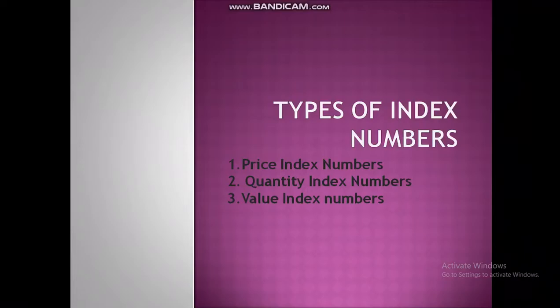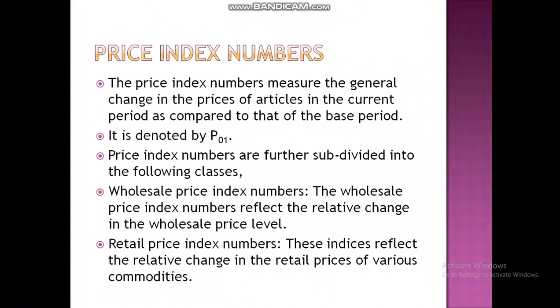The first one is price index numbers. The second one is quantity index numbers. And the third one is value index numbers. The first one, price index numbers, are the measure of general change in the prices of articles in the current period as compared to that of the base period.